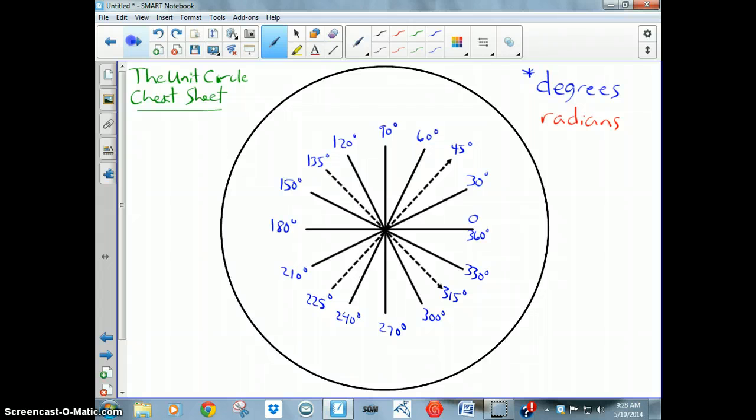There you go. All right. Now, let's put the conversions to radians on the circle. I'm going to do radians in red.